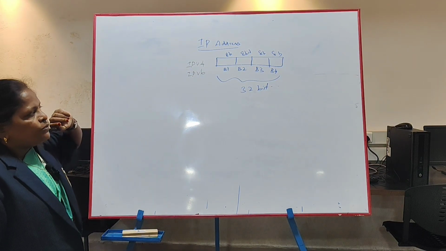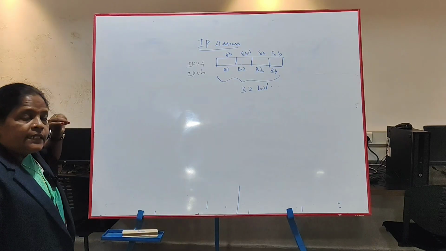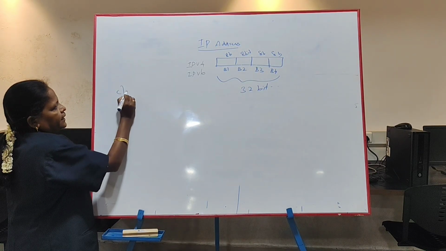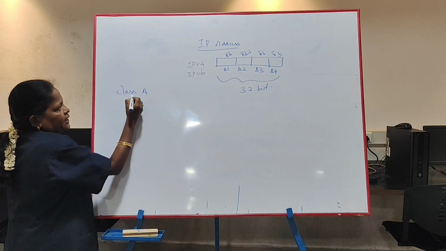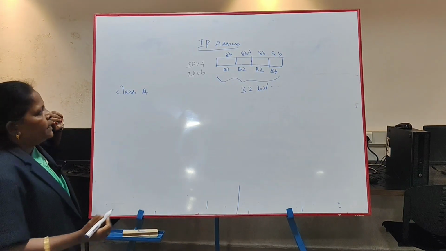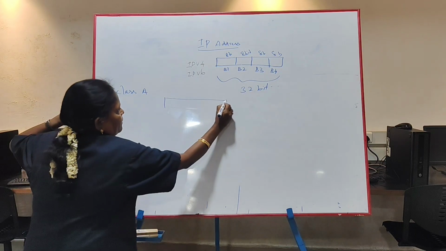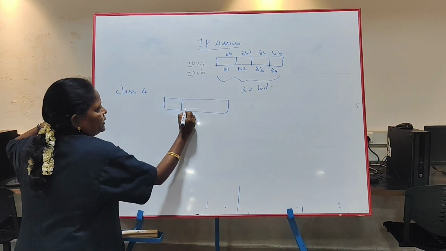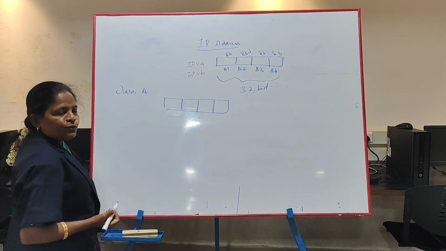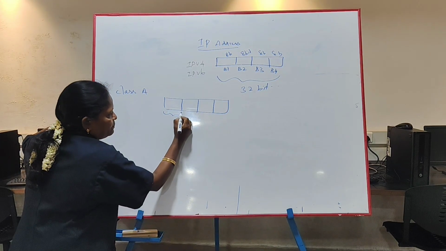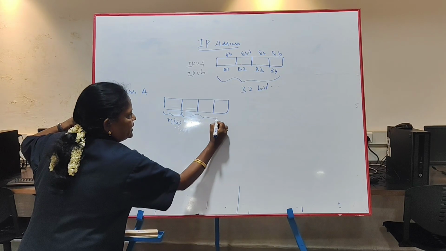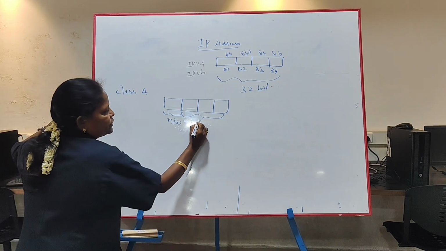In IP version 4, addresses can be classified into 5 classes: class A, class B, class C, and so on. First, we will discuss class A, right? So the given IP version 4 has 4 bytes of data. Out of the 4 bytes, the first 1 byte will be allocated for net ID, and the remaining 3 will be allocated for host ID.